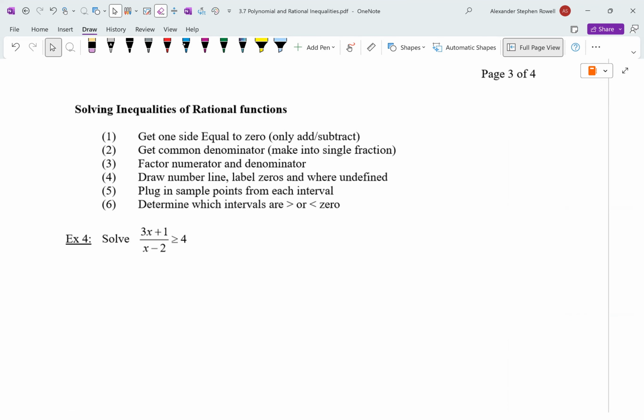What is the most common mistake? If it was an equation, what would you do here? You would multiply, right? For an equation, you would multiply. If you do this on an inequality, you'll get a 0 on the test. Don't multiply. Instead, you want to make one side 0, so you're going to subtract 4 from both sides.